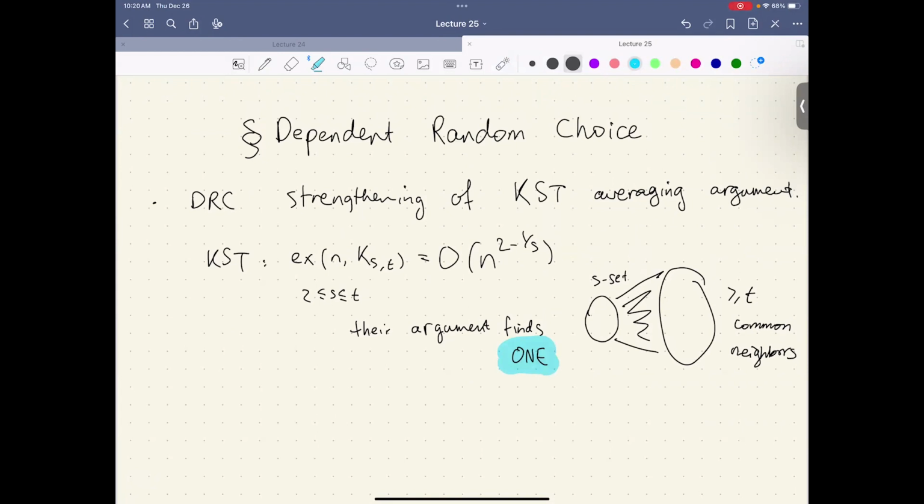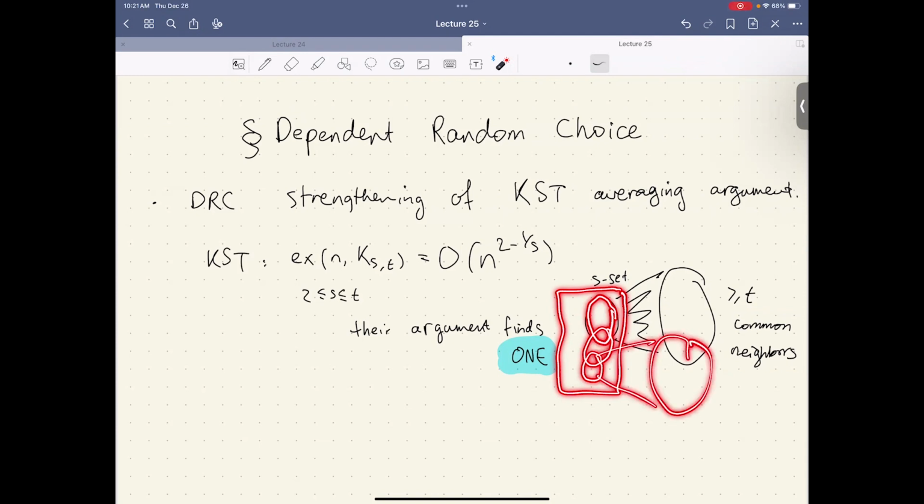In many applications, it'll be nice. Actually, in the proof, we can guarantee many S sets to have large common neighbor. And in many applications, we would like these S sets that are rich in common neighbor to be clustered together. That's what dependent random choice is doing. Dependent random choice is giving us, under some density condition, a large set of vertices in which every set of bounded size has a large common neighbor.